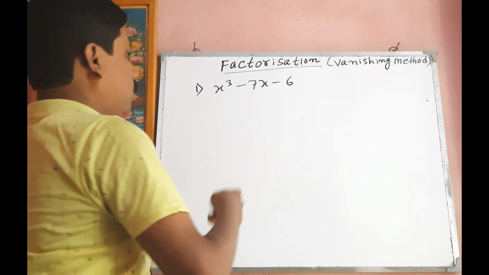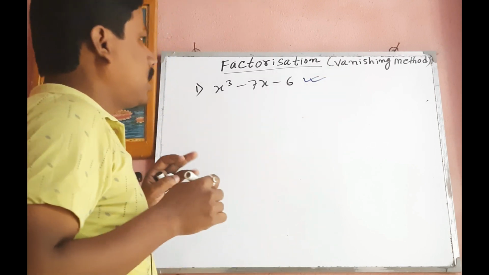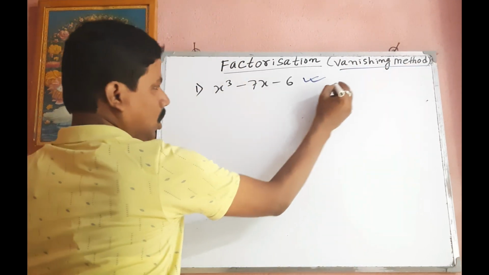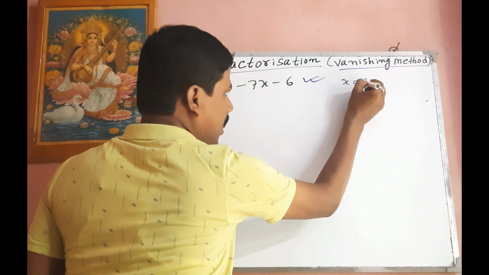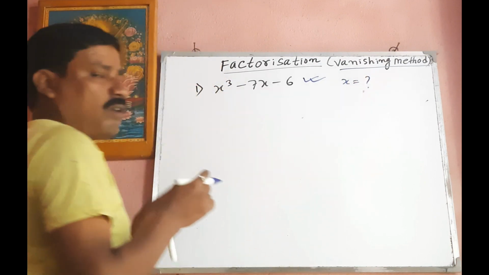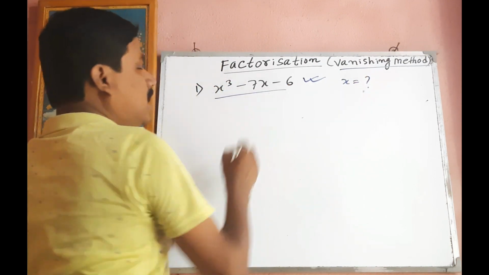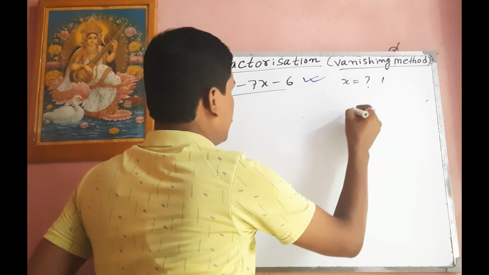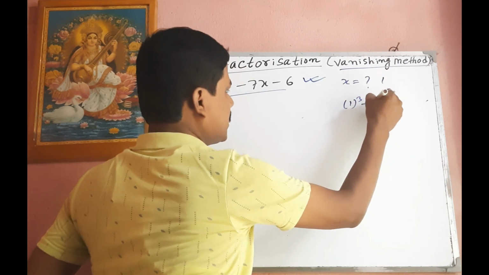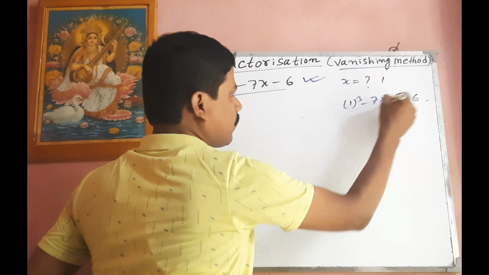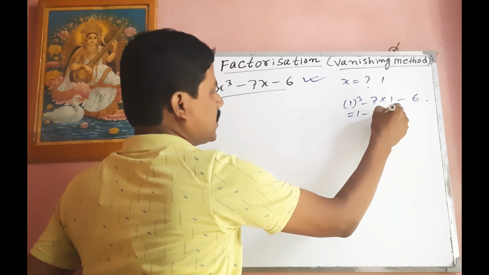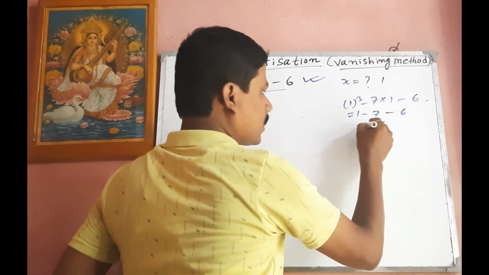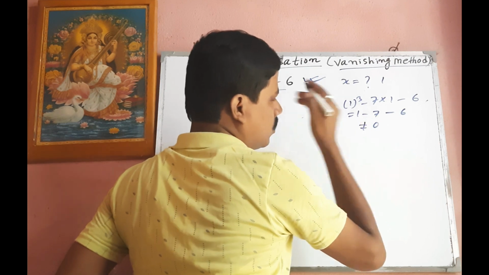At first, we are discussing one example of factorization using the vanishing method. First we find the value of x which, when put in, converts the expression to 0. If we put x is equal to 1, then we get 1 cube minus 7 into 1 minus 6, that is 1 minus 7 minus 6. So this is not equal to 0.